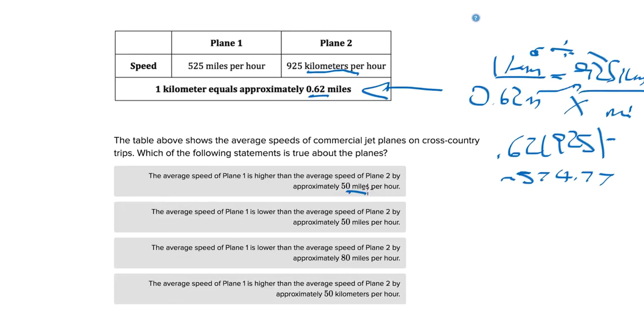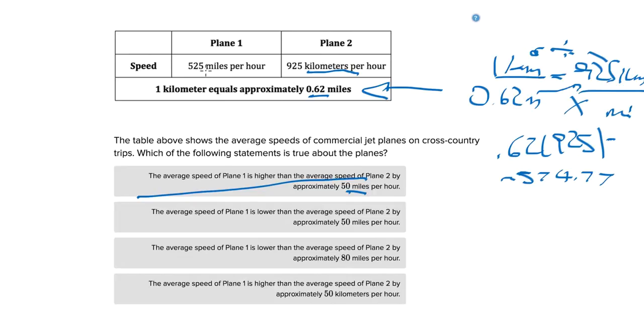And what we see then is that actually the speed of plane 2 is greater than the speed of plane 1. So it's not that the average speed of plane 1 is higher. We can get rid of answer choice A. Answer choice B says the average speed of plane 1 is lower than the average speed of plane 2 by approximately 50 miles. Now, sure, the average speed of plane 2 is greater. Now, is that by about 50 miles?